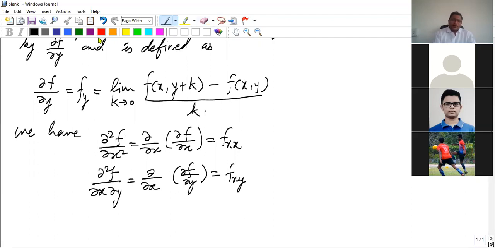Yes, that's good, because we take derivatives in this order. What it means is that we have taken the derivative of f with respect to y first, and then we have taken the derivative of that first derivative with respect to x. If I differentiate these two first order derivatives with respect to x, then we will be getting this one.